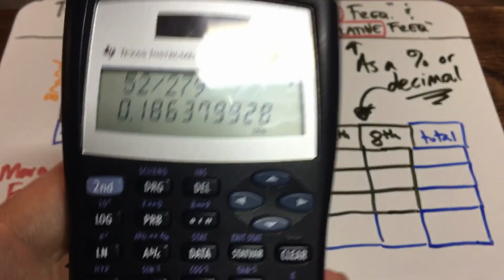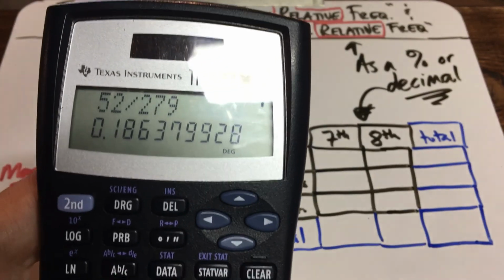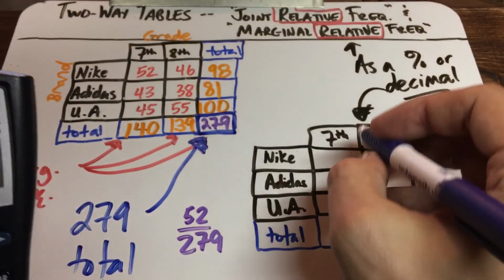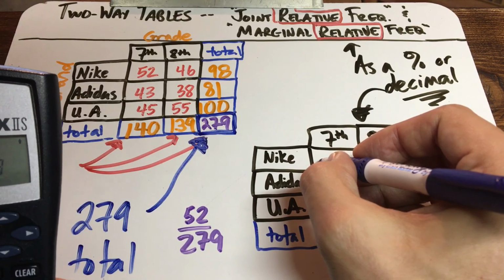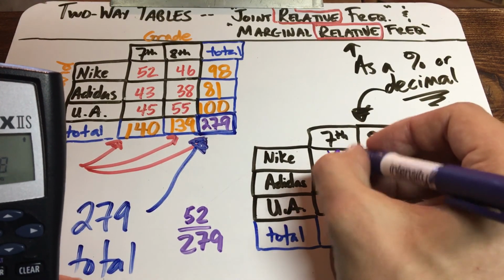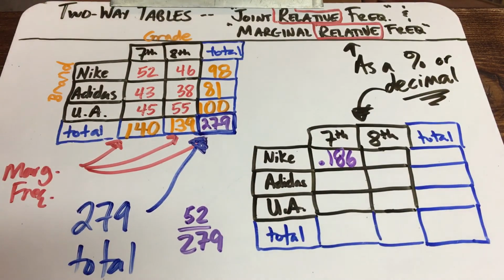You could write it as a decimal. You can write it as a percent. Obviously, I'm going to round this. I'm going to put 0.186, or you could put 18.6%, right? But I'm just going to do decimal. It's going to take more space to make a percent sign.